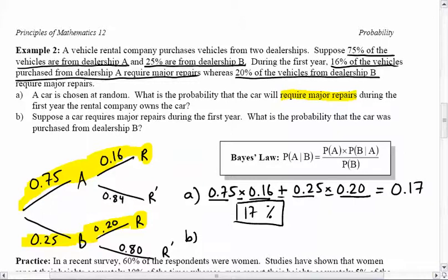Now's where it gets difficult. Suppose that a car requires major repairs. This information is given. It's almost like the question that we started with: suppose you already know that the number is an even number. Okay? If you already know the car needs repairs, what's the chance that the car came from dealership B?